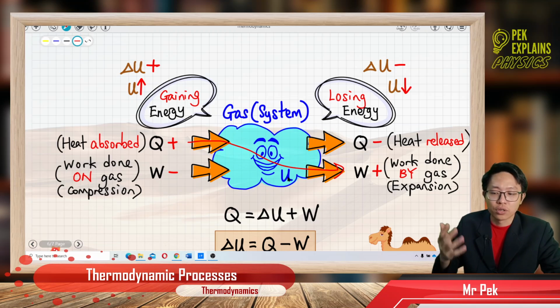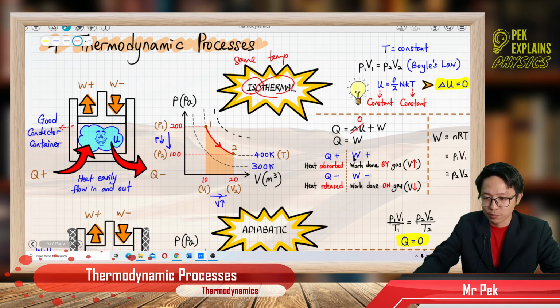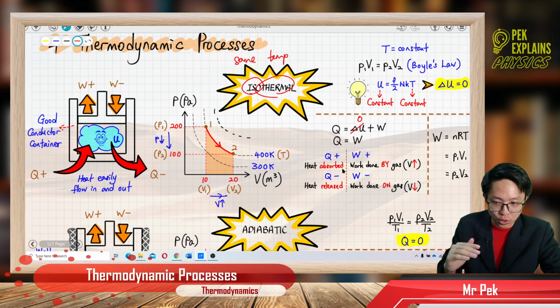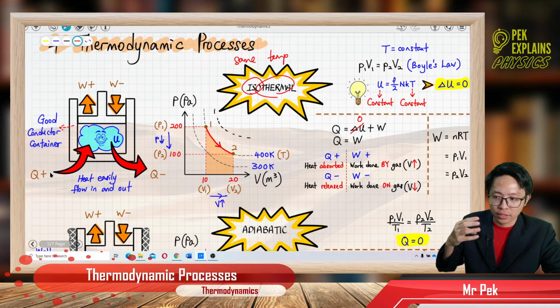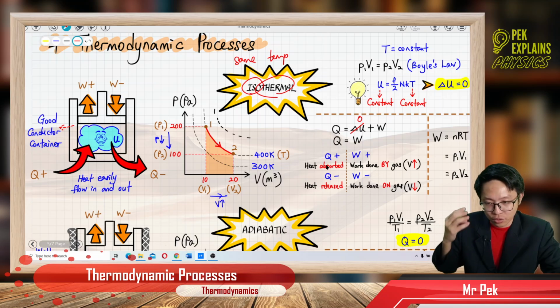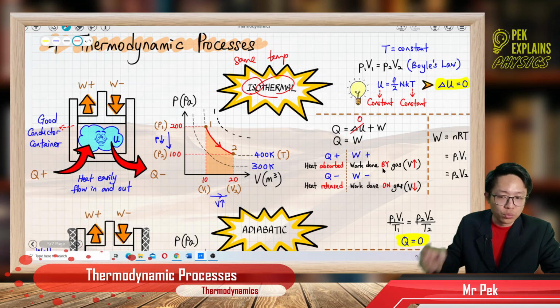Isothermal process: constant internal energy, constant temperature. This is what it means by the first process. When heat is absorbed, the gas doesn't store the heat energy that enters as internal energy, but uses up the heat energy to do work by pushing up the piston.